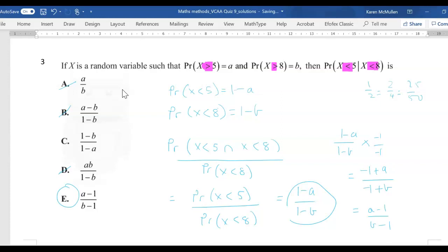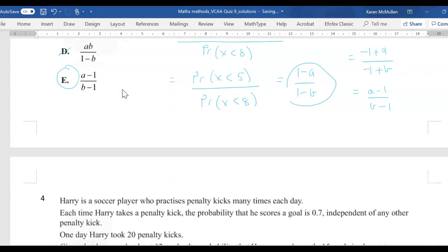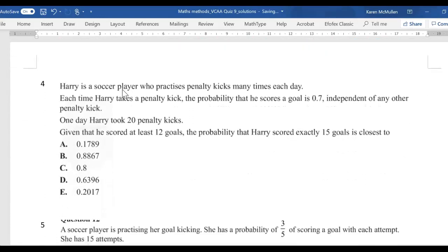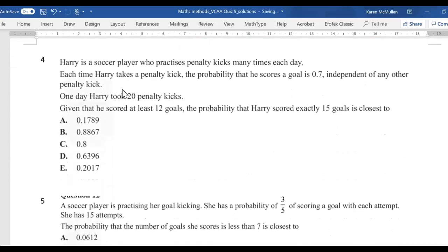I think 45% of students got this question right. It's not a tricky question until you get to choosing your answers. So you need to be able to transpose your answer so it fits the options that are there.